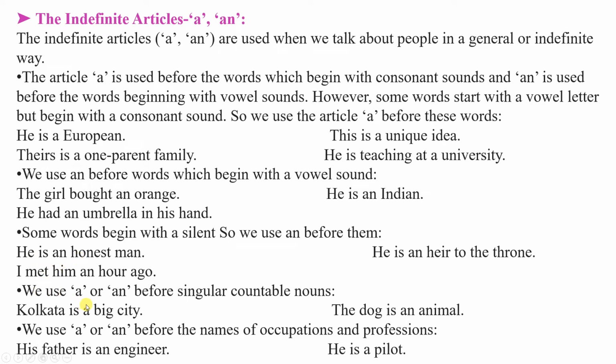We use a and an before a singular countable noun. For example, Kolkata is a big city. The dog is an animal. We use a or an before the names of occupations. His father is an engineer and he is a pilot.